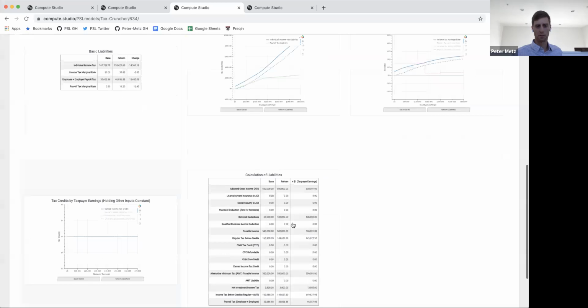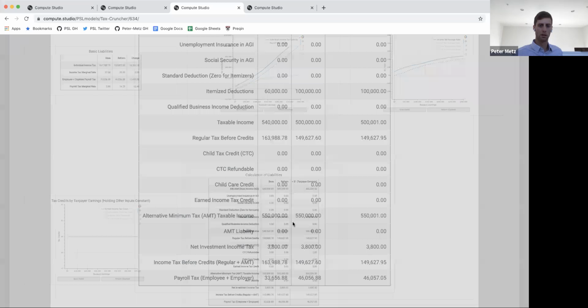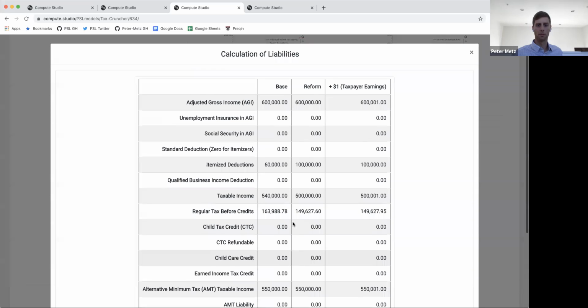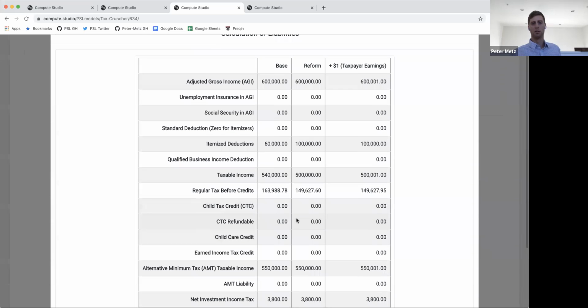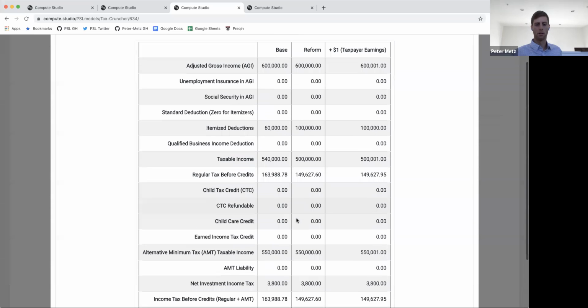Okay, so tax credits aren't going to be relevant for this taxpayer, and this is kind of where we get the detailed breakdown of tax liability. So we can see everything that goes into that bottom line liability. And also actually we can break down the marginal tax rates and exactly where that's coming from.